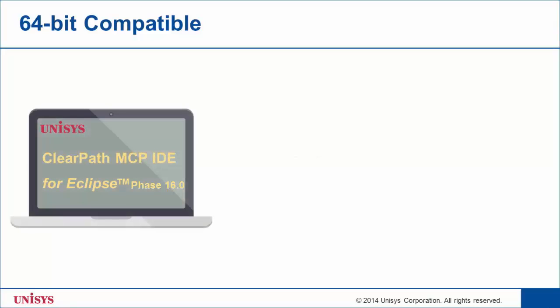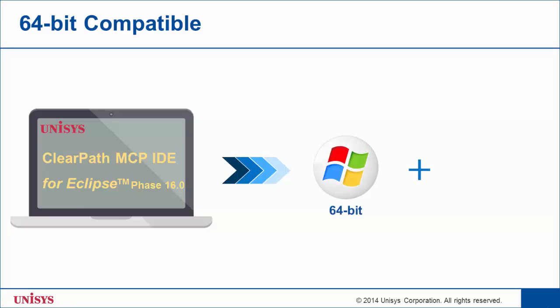The ClearPath MCP IDE for Eclipse is fully qualified for a 64-bit version of the Windows operating system with a 64-bit version of Java. With this, the 64-bit Windows operating system removes any restriction of maximum RAM and allows ClearPath MCP IDE for Eclipse to utilize the available in-memory space in the system. Thus, using the increased in-memory space, the ClearPath MCP IDE for Eclipse is more stable, and its performance is faster.